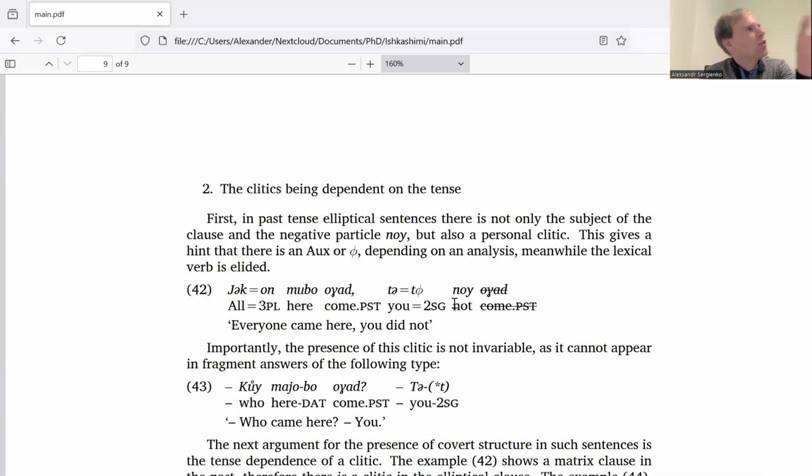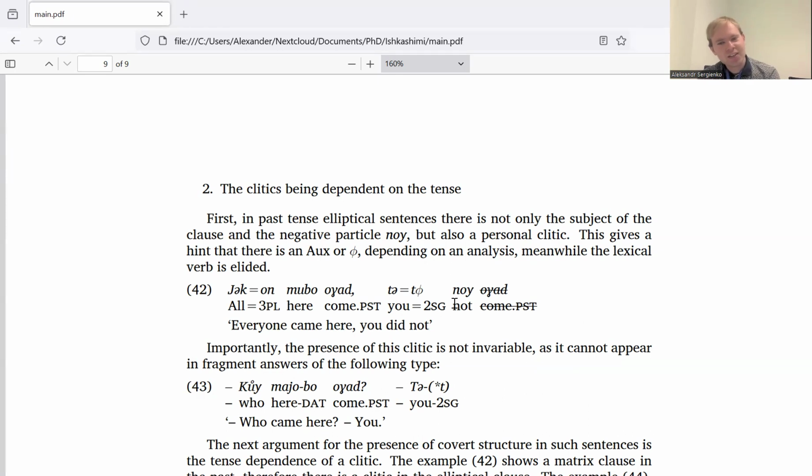structure. Either it's an auxiliary, right, if we treat it as an auxiliary, or just a personal marker, depending on our analysis. But meanwhile, the lexical verb is elided. So you don't see the ellipsis of the whole clause, right? You still have some remnants being there. Jukun mubu orat tit noi, right? Everyone came here, you did not. It's something like you see in the English translation.